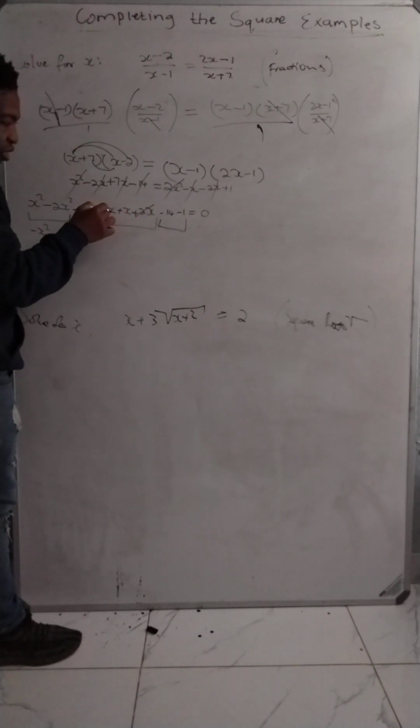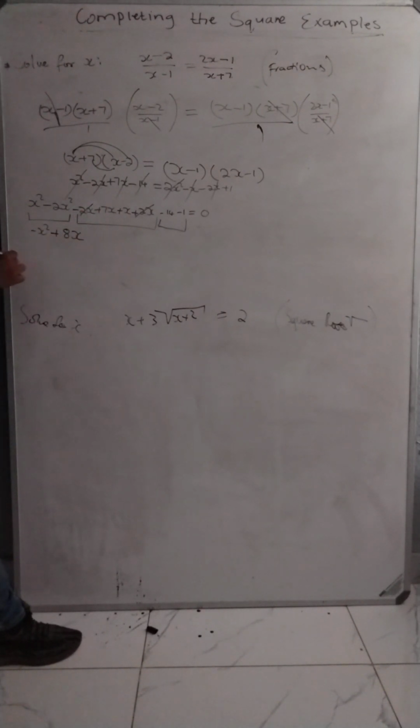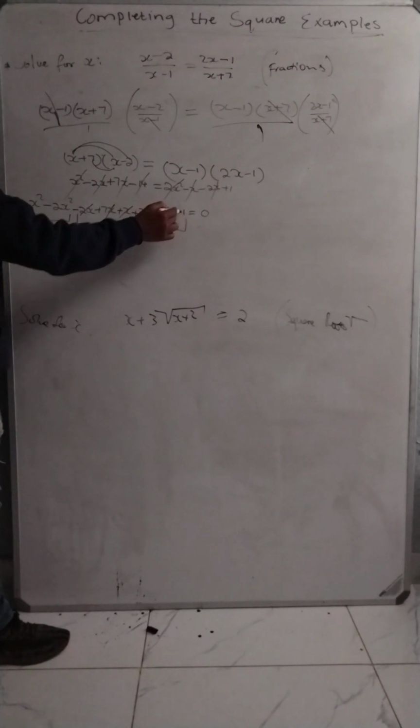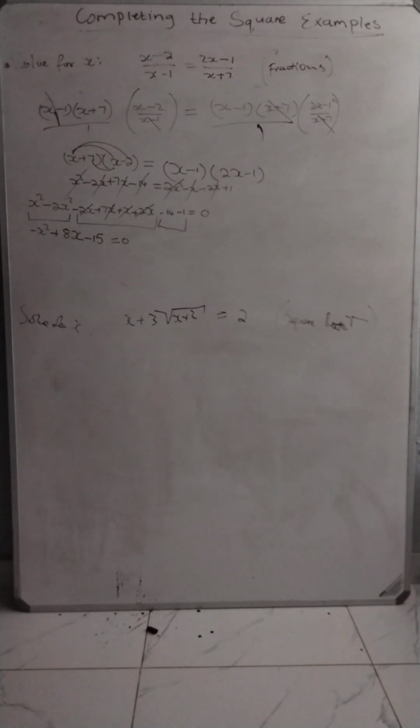Then we have positive 7x plus x, and then we're going to have a positive 8x. And then minus 14 minus 1, we have a minus 15, which equals 0. Our equation is now in standard form.